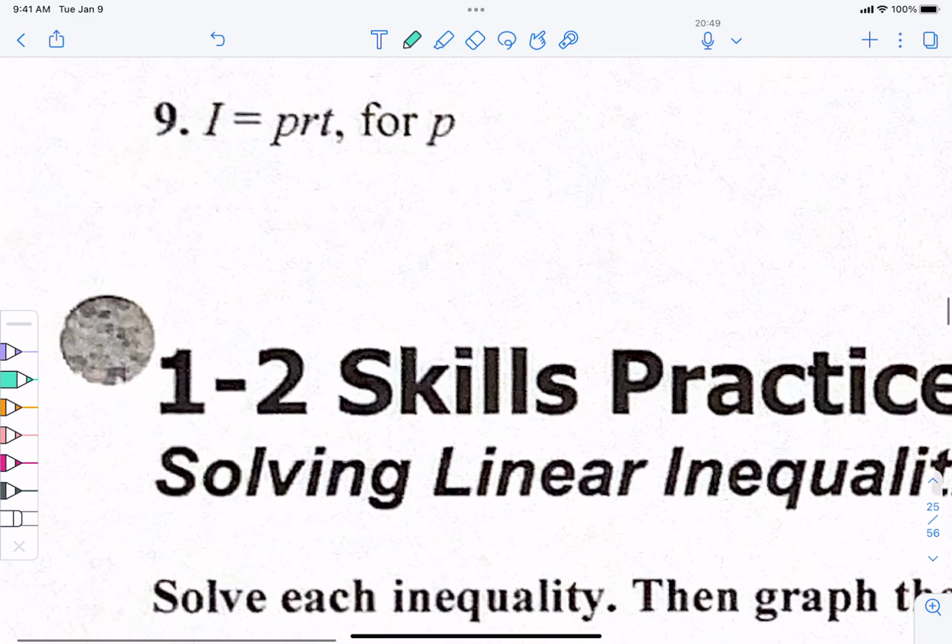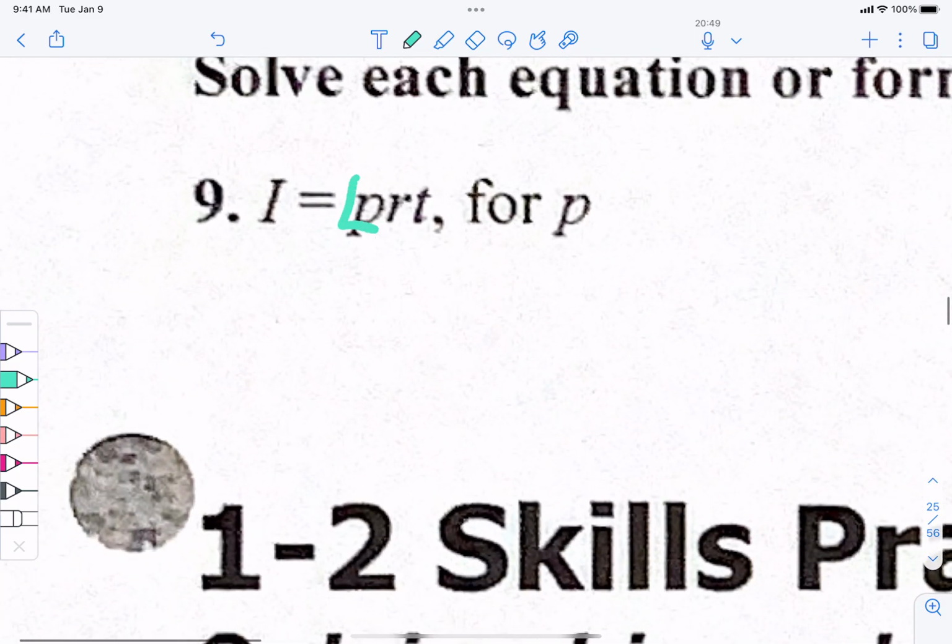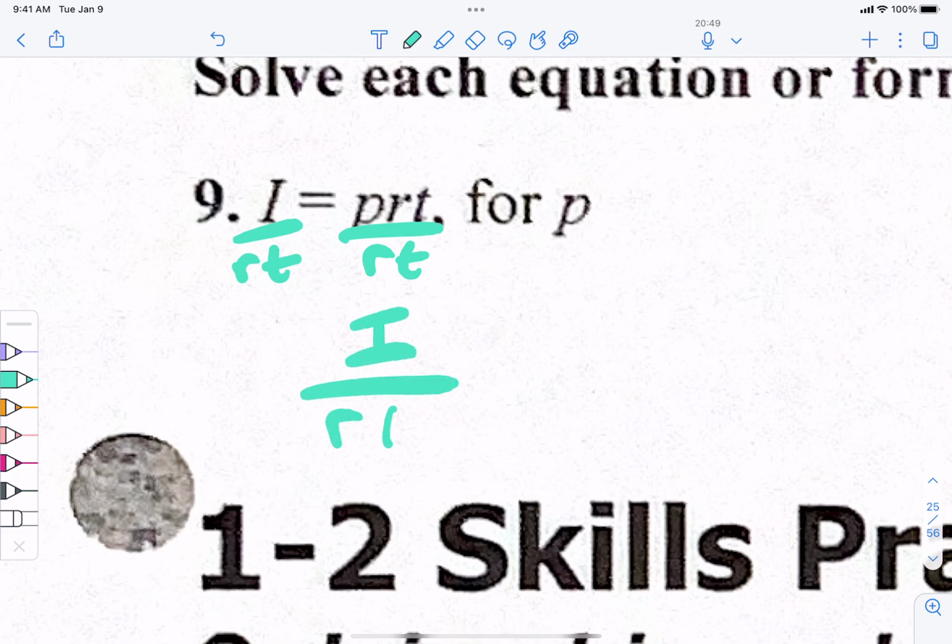What in the heck do I do if I'm trying to get P by itself? P is being multiplied by RT. So how do I get R and T to go away? You divide them, you do the opposite of multiply, which is divide, right? Okay, so divide by RT and divide by RT. So what's that look like? I over RT equals P. And then what? You're done.